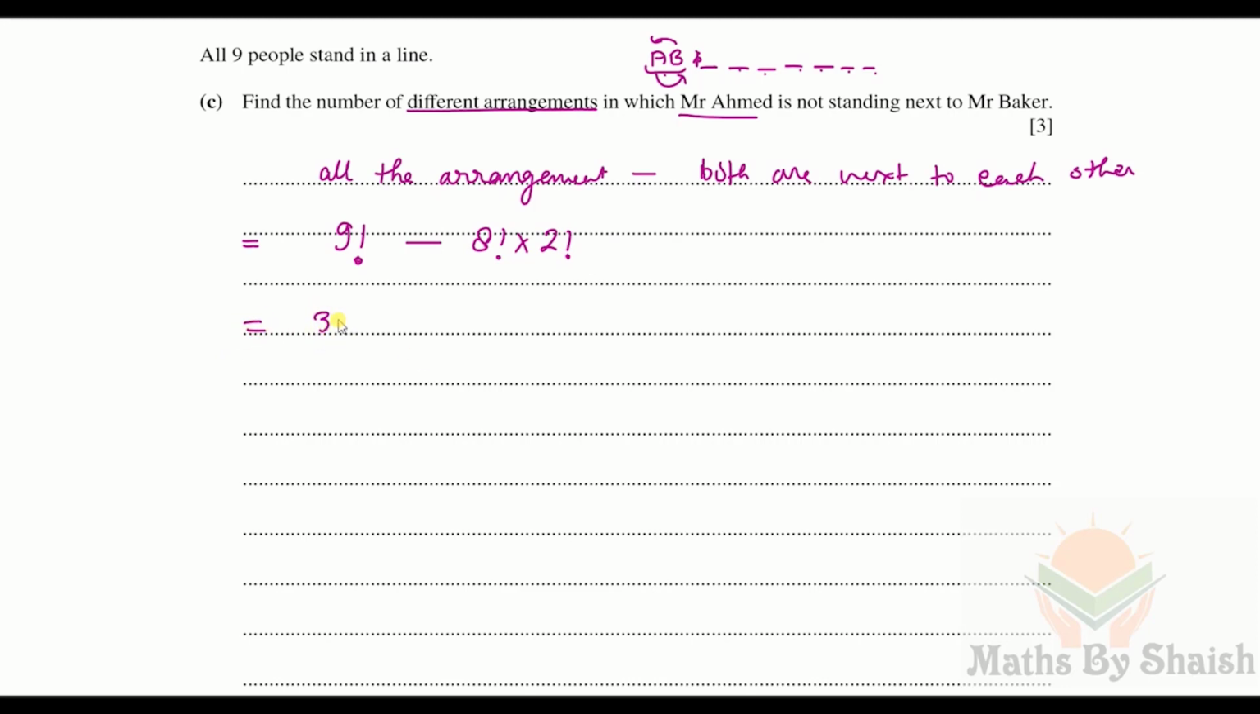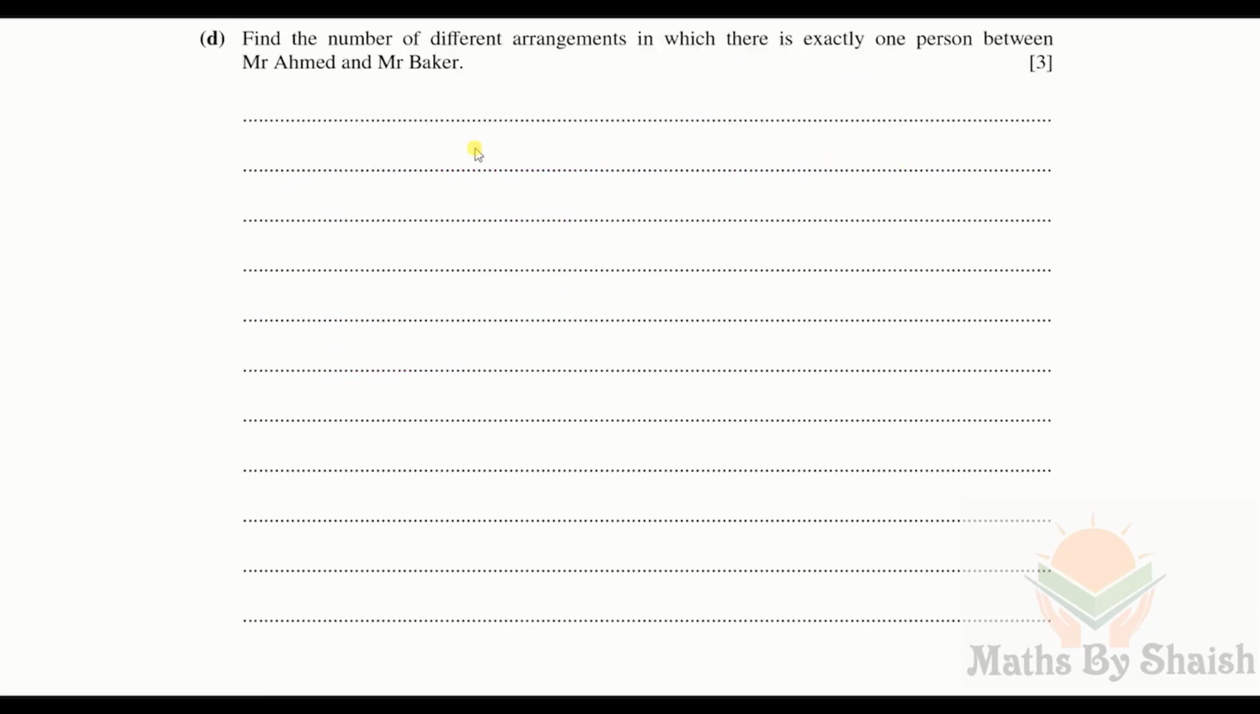So these are the total arrangements, and now we will calculate what is 9 factorial, and this value is 3,62,880 minus 8 factorial times 2, this is 80,640, and hence this value is going to be 2,82,240. These are the total different arrangements in which Mr. Ahmed is not going to stand next to Mr. Baker. Let's do the last part of this question, and here's the D part.